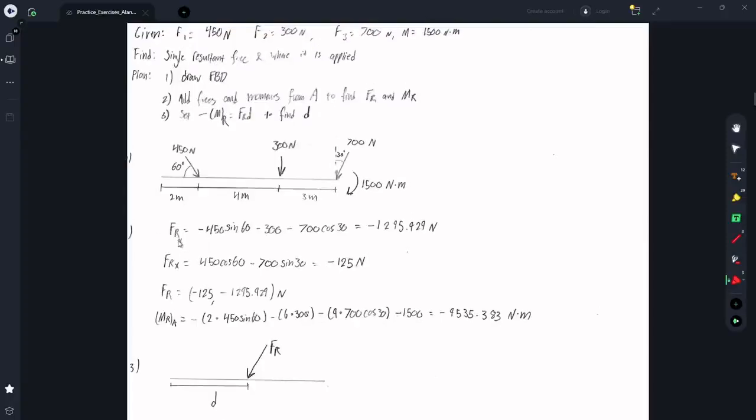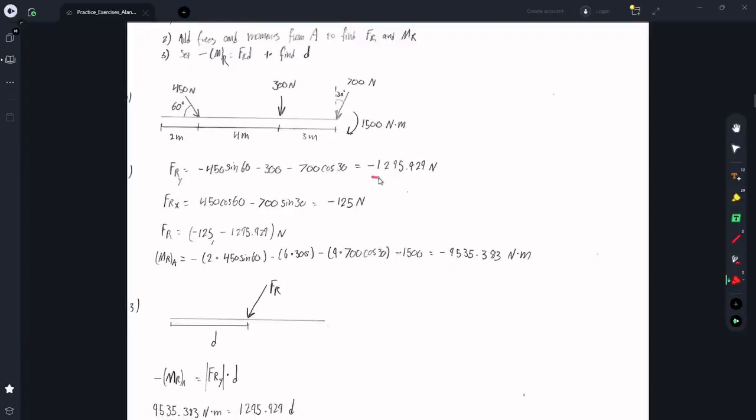So the first thing I did was find the sum of the forces in the y direction. So this force here is 450 newtons. So to get the y direction, we can just do 450 times sine of 60. This one is straightforward, it's just 300. And then to get the y direction of this, we can just do the cosine of 30. So summing those together, I get negative 1295.9 or so newtons.